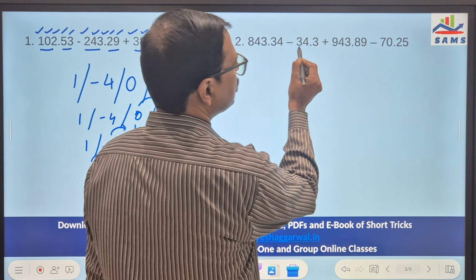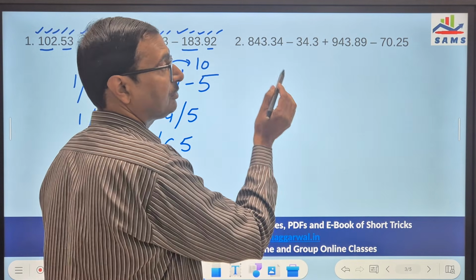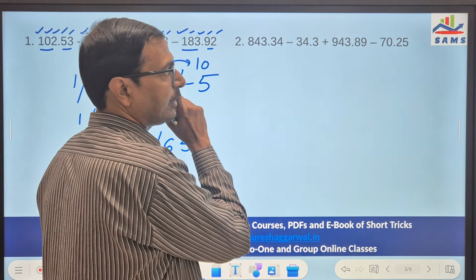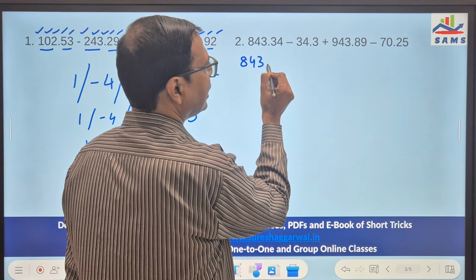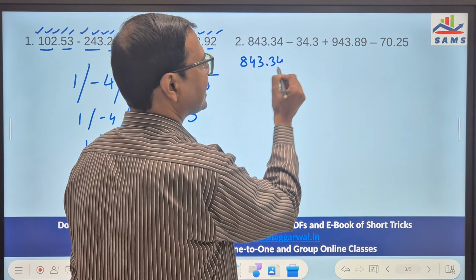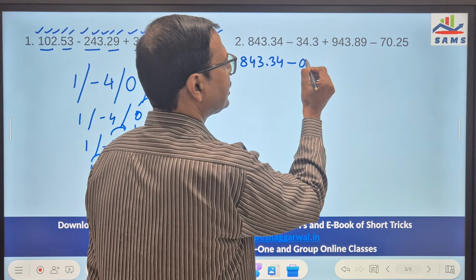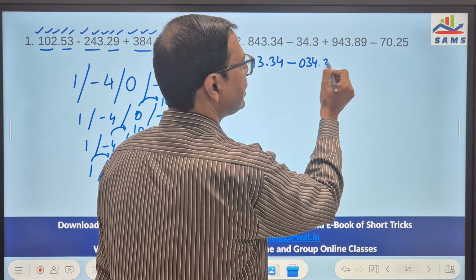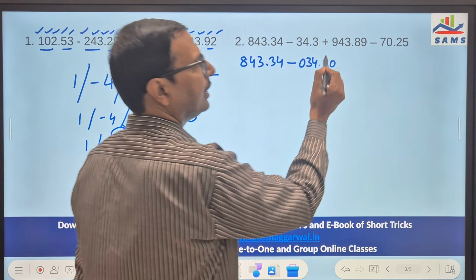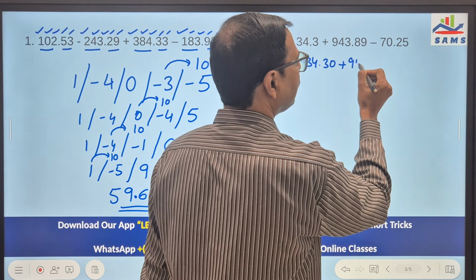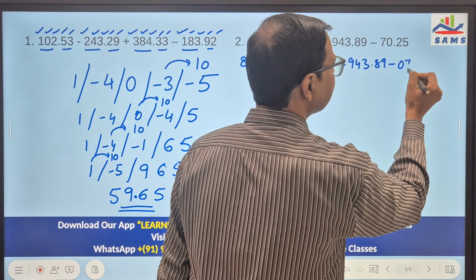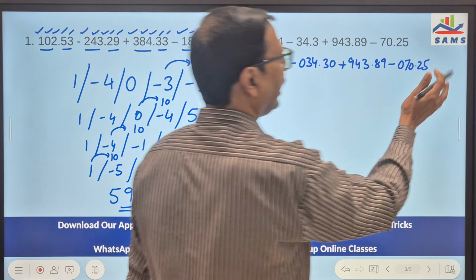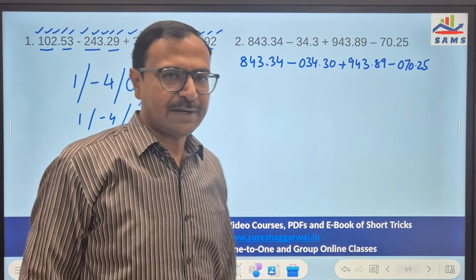This is 3, 2, 3, 2. So we have zeros also. Now we have to put zeros. 843 remains as such. After decimal, there are 2 digits maximum. This is 034.30. See, 3 and 2. And then here it is already 3 and 2, 4, 943.89. And 3 and 2 means 070.25. Now I have written all of them in standard form.